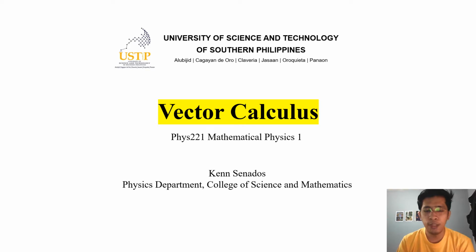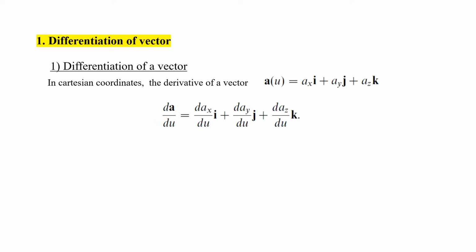This is Physics 221, Mathematical Physics 1, and in this lesson, we're going to discuss vector calculus. Let us consider a vector A that is a function of a scalar variable u. By this we mean that with each value of u, we associate a vector A(u), and we write it as A(u) = Ax i + Ay j + Az k.